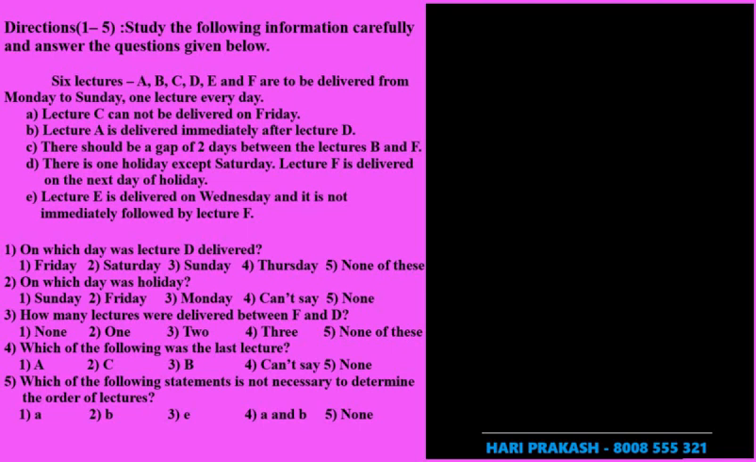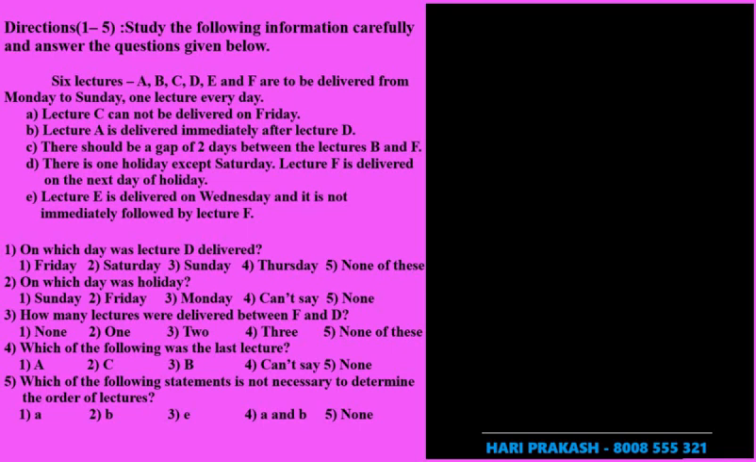Now, what is this question about? 6 lectures are to be delivered from Monday to Sunday. How many things do we have in the problem? We have two things in the problem. One is lecture and one is day. So those two things are our columns. So we must have two columns in our table, day and lecture. Those are the column headings also.